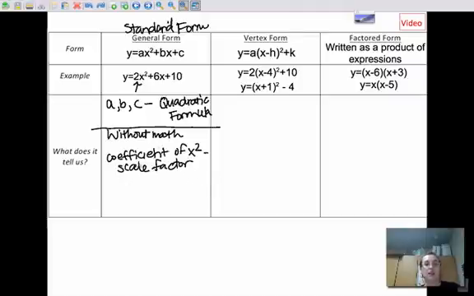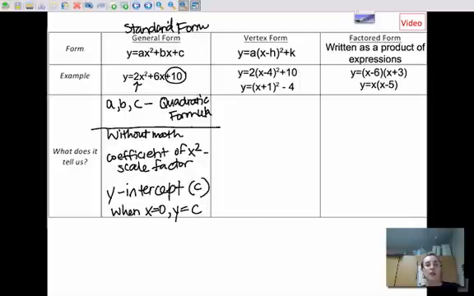Also, this tells us the y-intercept. This is the letter c in our standard or general form. This means that when x equals 0, y equals c. Or in this case, 10 is our y-intercept, so I know when I look at the parabola of 2x squared plus 6x plus 10, it crosses the y-axis at 10.